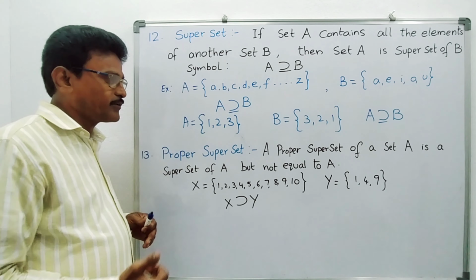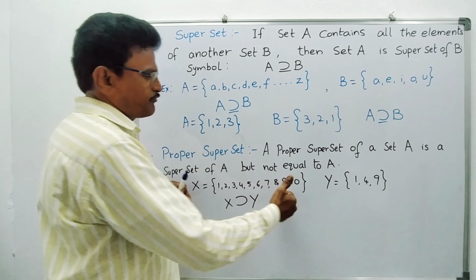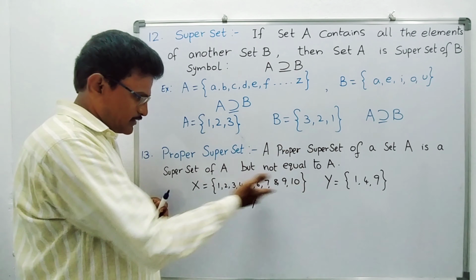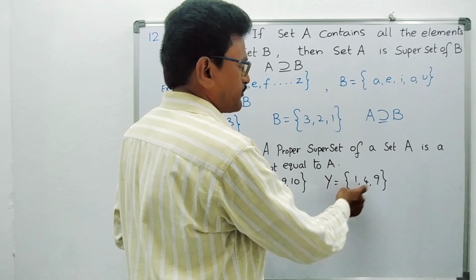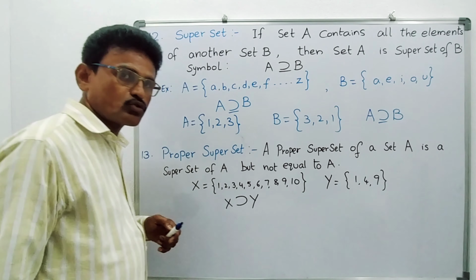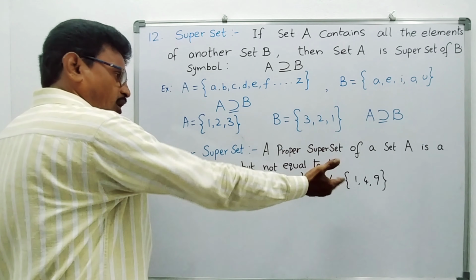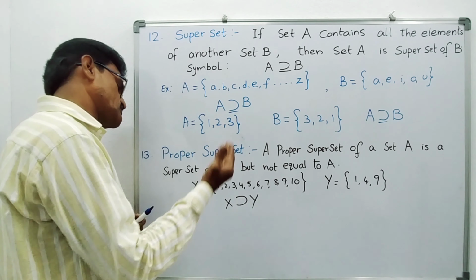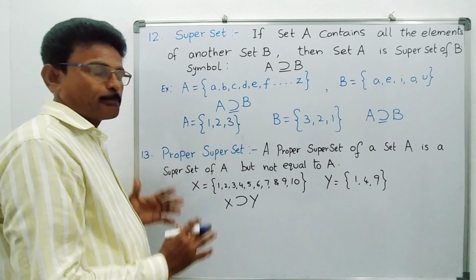What is that set? The set itself. See, X: 1, 2, 3, 4, 5, 6, 7, 8, 9, 10. 10 elements are there. Now Y: 1, 4, 9. Square of 1, square of 2, square of 3. I have taken Y. Now here if you compare, all the elements of Y are also existing in set X. So X is a superset of Y.